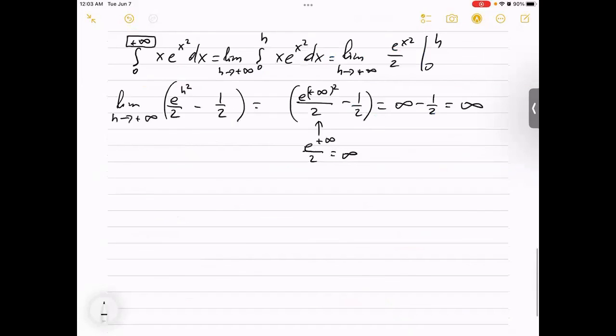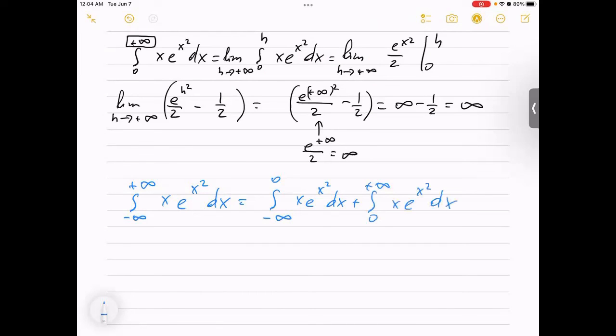So we got our final answer. The integral from negative infinity to plus infinity of x e to x squared dx equals the integral from negative infinity to 0 of x e to x squared dx plus the integral from 0 to plus infinity of x e to x squared dx. Recall that the first integral is negative infinity, the second equals plus infinity. So at the end, we don't know what the answer is. The whole integral does not exist because negative infinity plus infinity is undefined. So the answer is: does not exist, period.